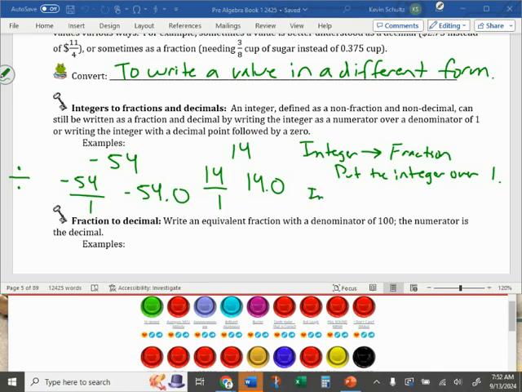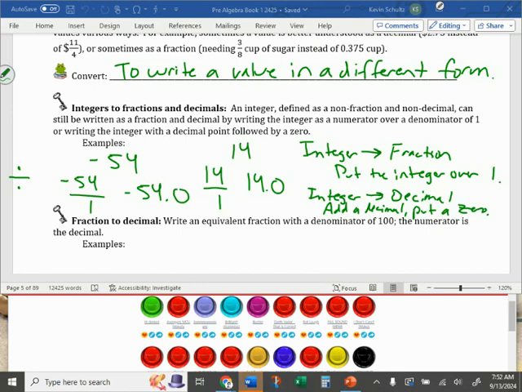To go from an integer to a decimal, add a decimal point with a 0. It's a good way to say what we did there. Add the decimal and put a 0. There you go. Questions on that?